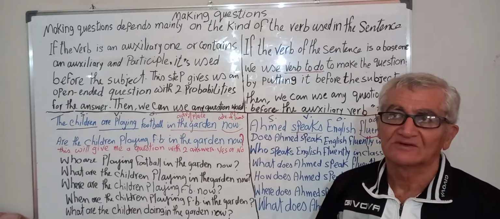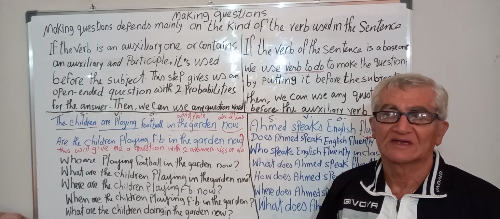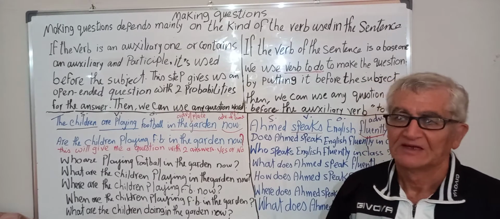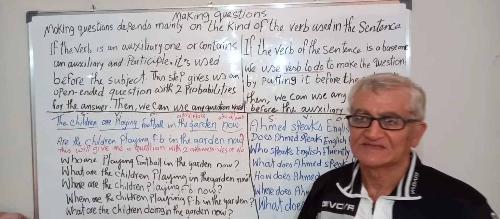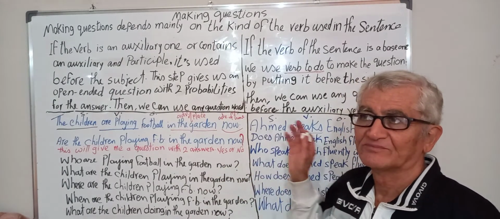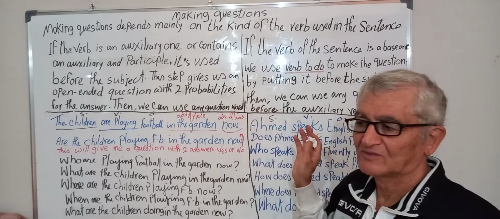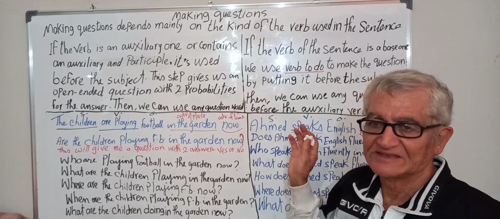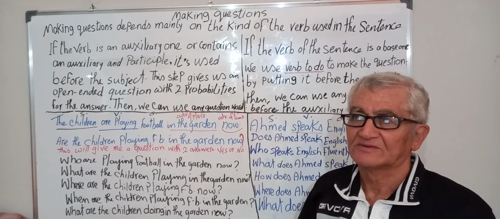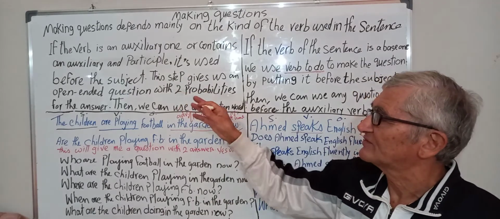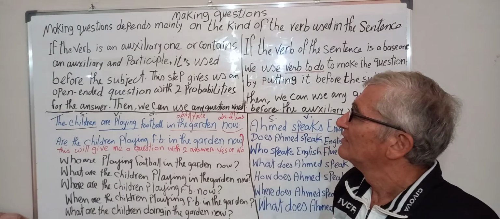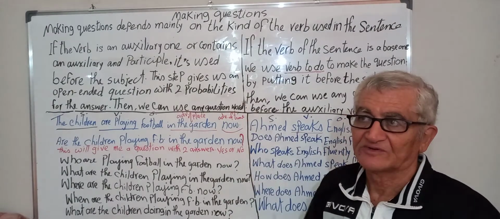Basically, making questions depends on the kind of verbs in the sentence. If the verb is an auxiliary one, the question is quite different from when it is a base verb. Dealing with the auxiliary verb is different from the base one. What is an auxiliary verb?